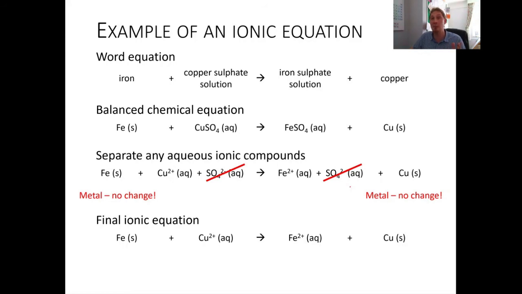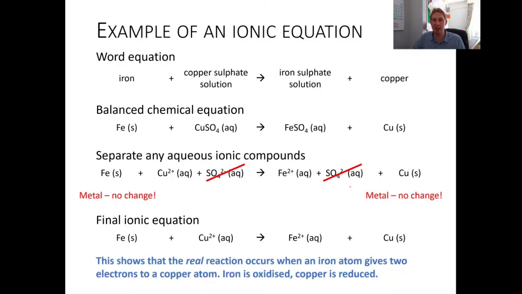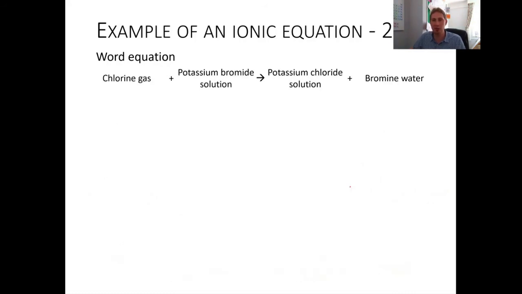State symbols are a must with ionic equations. Must. You must put them in. The real reaction, as we've already said, is when iron gives 2 electrons to a copper atom. Iron is oxidized, copper is reduced. Here's a go, see how far you get. Here's the word equation. Can you write the balanced chemical equation with state symbols and then the ionic equation?